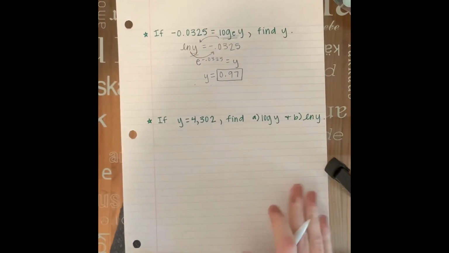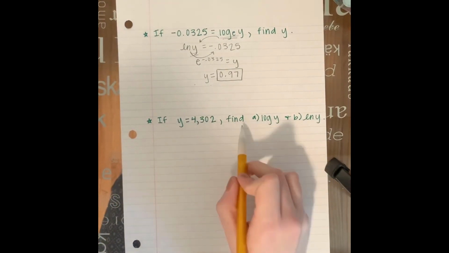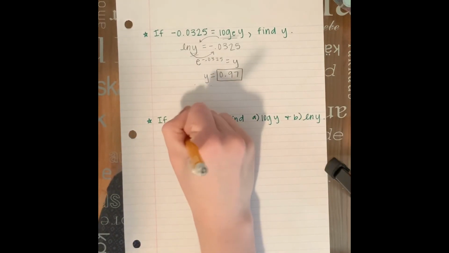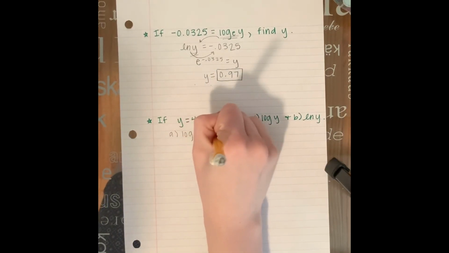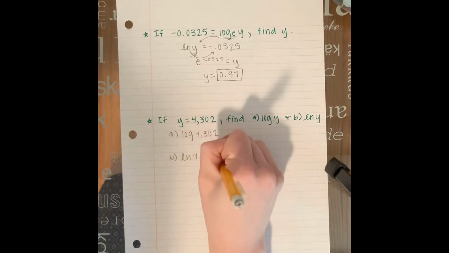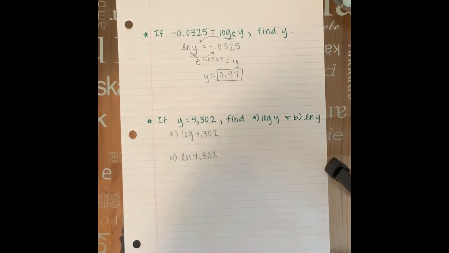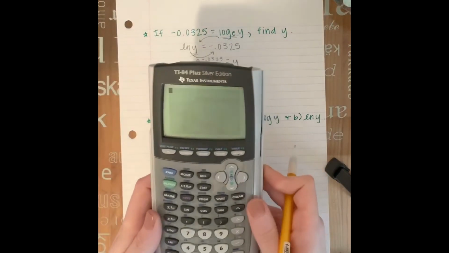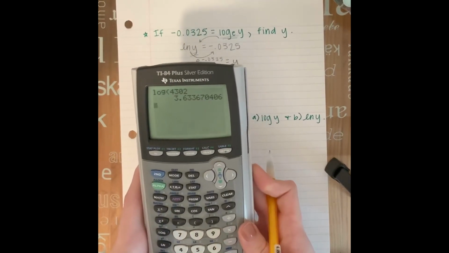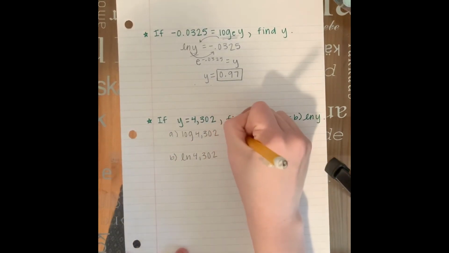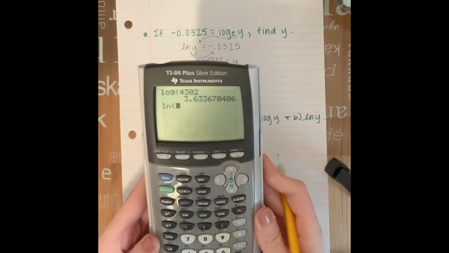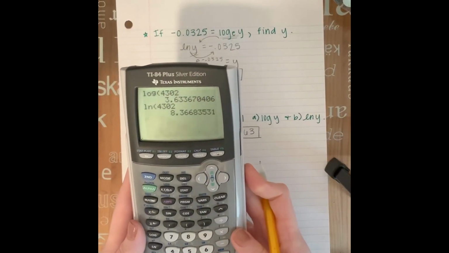And then the last one, if y equals 4,302, find a log of y, b ln of y. So a log of 4,302, b ln of 4,302. These are as easy as just plugging it into your calculator. So again, log 4,302, 3.63. That's A. And then ln, 4,302, 8.37.